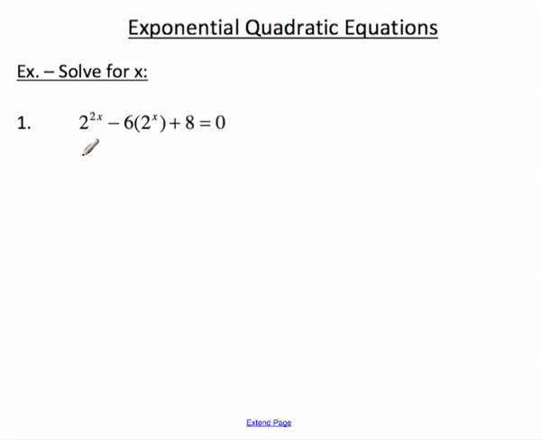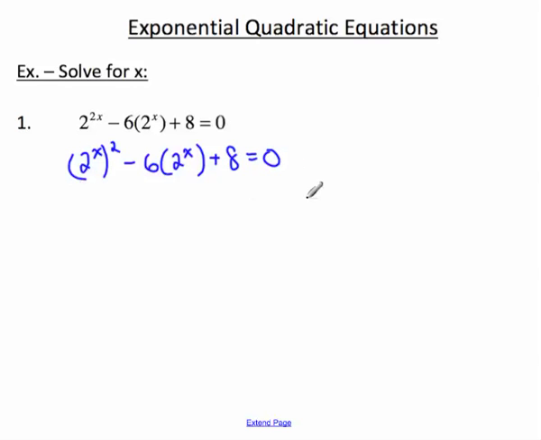It's easier to see that if we rewrite the first term as 2 to the power of x, squared. And we can do that because by the exponent rules, when you raise a power to a power, you multiply them together. So 2 to the power of x, squared would be 2 to the power of 2x. We're going to rewrite the rest of the equation just as it was above. Now, we've got a pattern where we have something squared minus 6 times something plus 8.